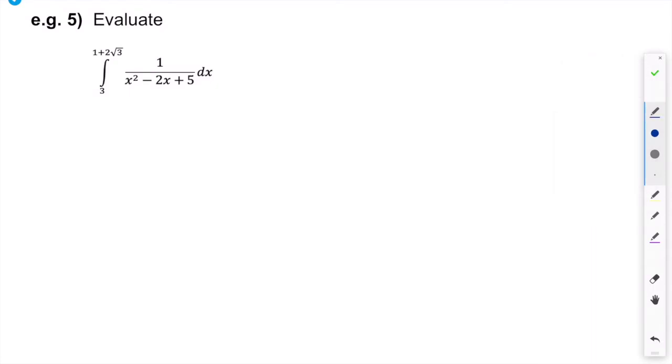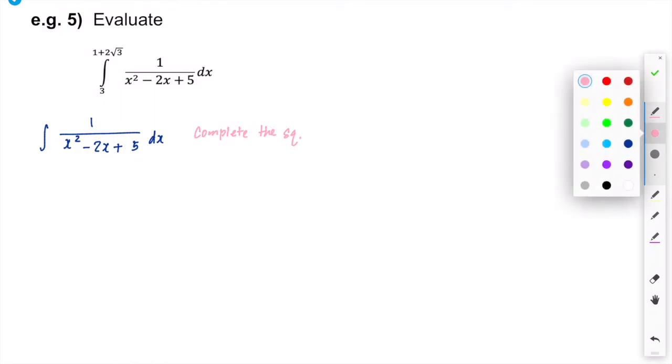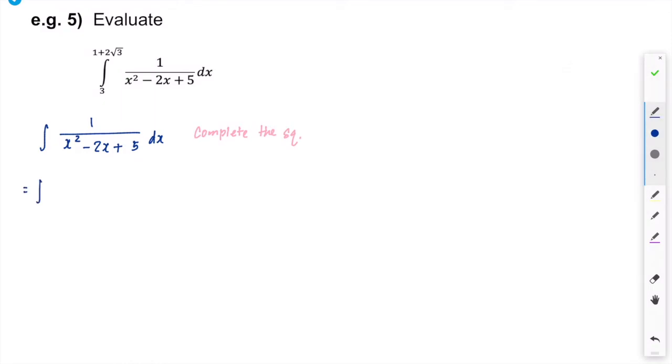Okay, so I'm going to separate that definite integral business later. Let's just deal with this part. It's exciting. Okay, let's complete the square. I have 1 over x squared minus 2x. Well, that means I should have the perfect square of x minus 1 squared, because that will give me x squared minus 2x plus 1. Minus 1 plus 5 is plus 4.